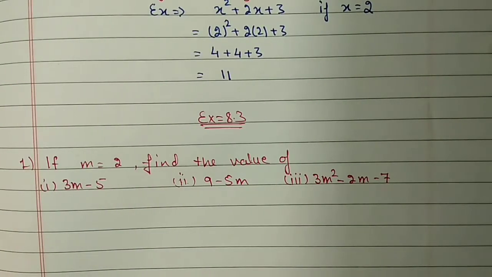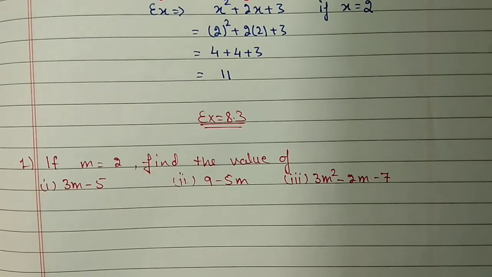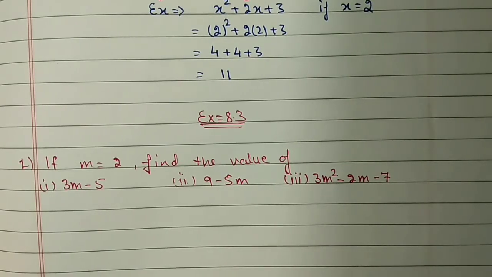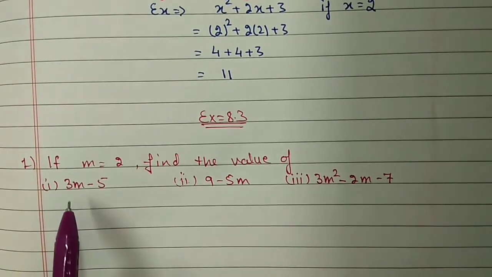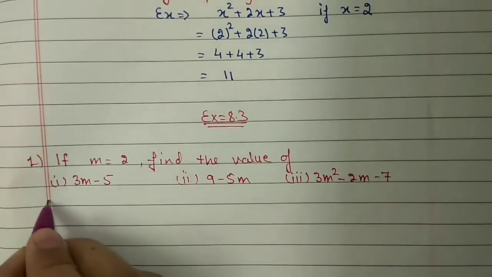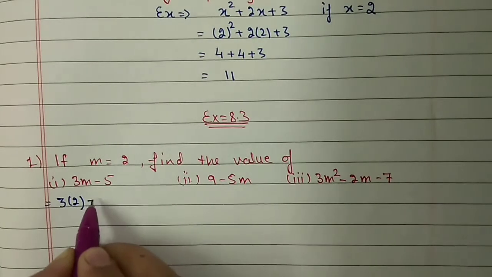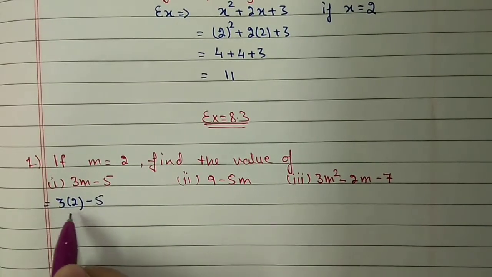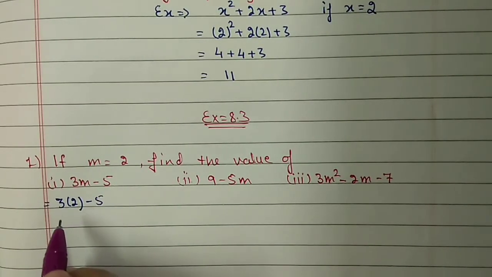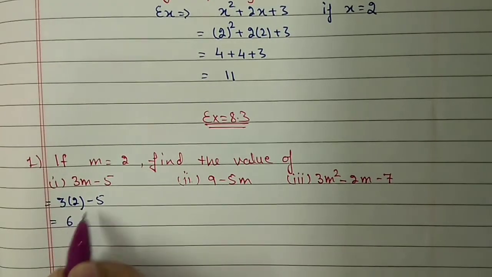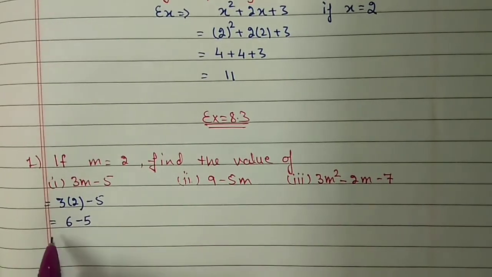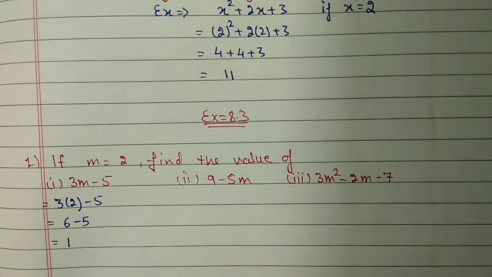Now we will start exercise 8.3, question number 1. If m is equal to 2, find the value of the first part, 3m minus 5. So for m, the value is 2, we will keep it in a bracket, minus 5. 3 bracket 2 means 3 multiplied by 2. So 3 into 2 is 6, and minus 5 as it is. 6 minus 5 is 1.